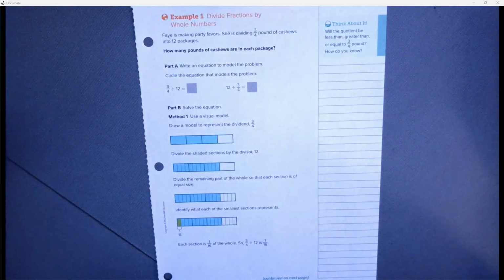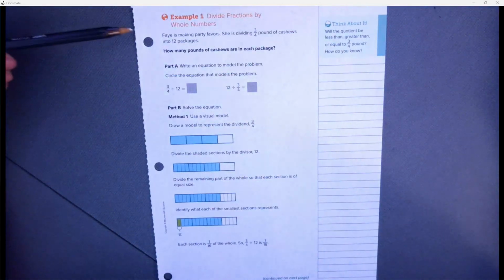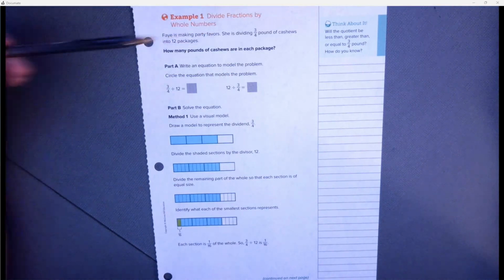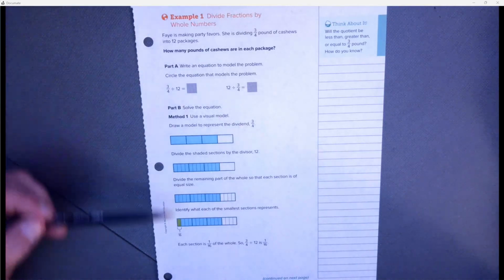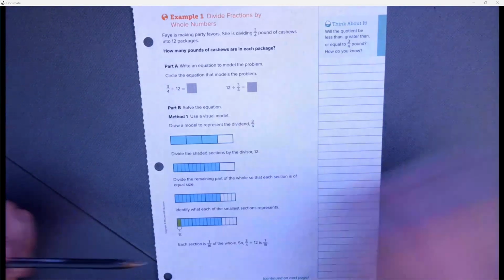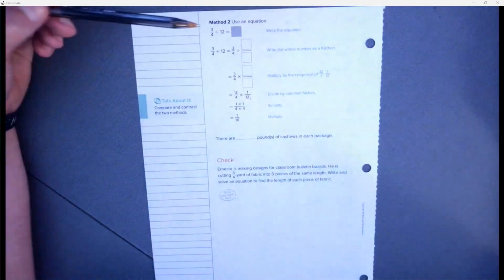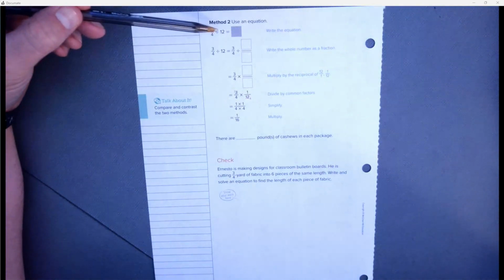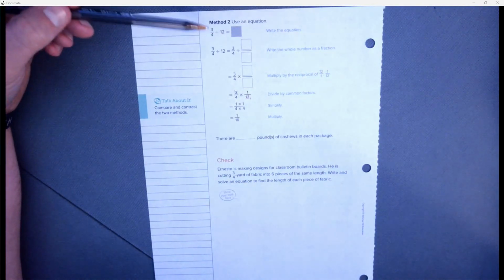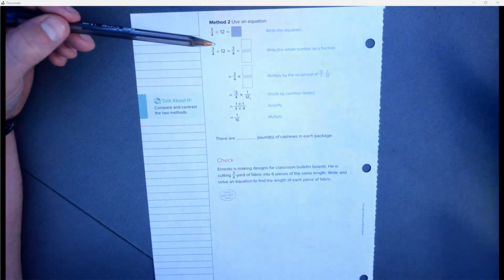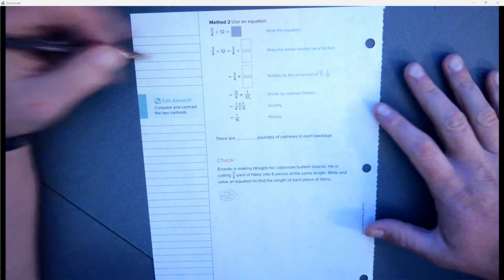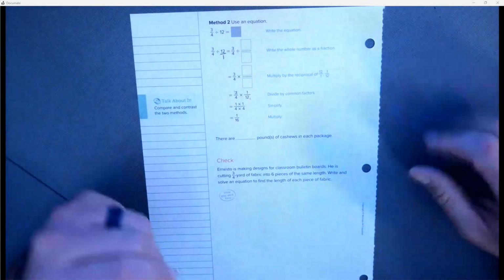Example 1 on page 187 says Faye is making party favors. She's dividing 3/4 pounds of cashews into 12 packages. I'm going to skip by the models and go straight to the equation. So she's dividing 3/4 pounds into 12 packages. So 3/4 divided by 12. We're going to do keep, change, flip. We know 12 is the same as 12 over 1.